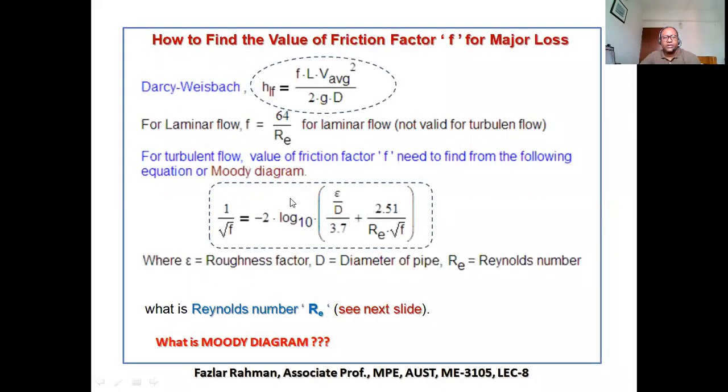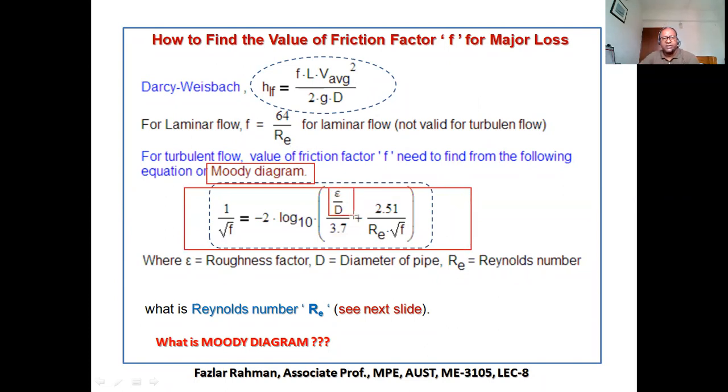So if we summarize what we have, this is the equation for measured head loss, frictional head loss. If the flow is laminar, you can directly figure out f equal to 64 by Re. If flow is turbulent, then you need to use a diagram, we'll show you how it looks, or you need to figure out the value of f from this equation.